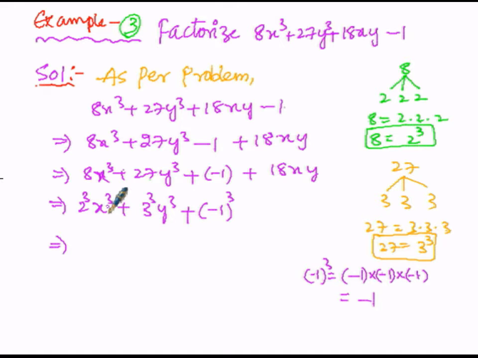Here the exponents are the same. It is in the form a power m into b power m, so we can write ab whole power m. We can write a single exponent 3, and 2 into x as 2x. Plus, here also the exponents are the same, so we can write 3y whole power 3. Plus minus 1 whole cube. The last term is written as it is, that is plus 18xy.